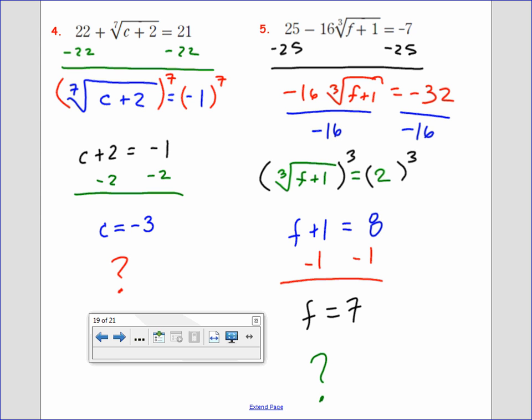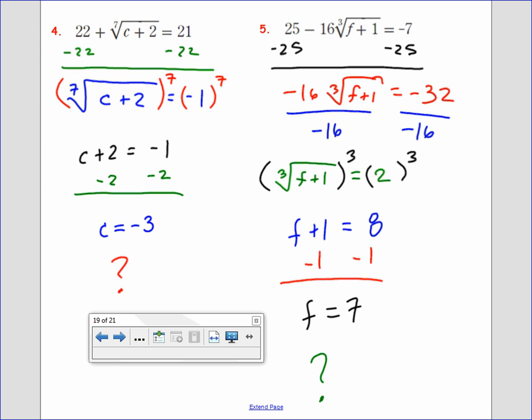You should wait to subtract. So we can't get into subtracting until we undo the radical. So you get that formula and then lastly.